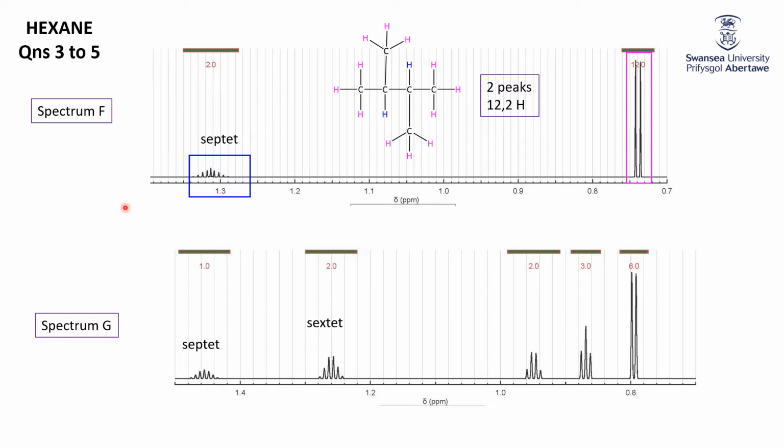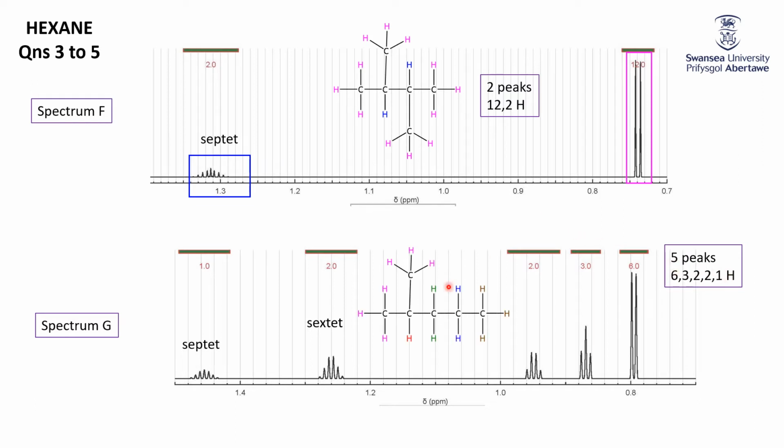Now let's move down to spectrum G that has 5 peaks in a ratio 6:3:2:2:1. Well, we didn't actually need to use the ratio in order to realize that the 5 peak one has to be the 2-methylpentane that we analyzed before. But now let's see if we can explain this signal. Now looking at the hydrogens, we've got 6, the 3, the 2, the 2, and the 1. Start off with the 6 here. Well, the 6 must be the pinkies.